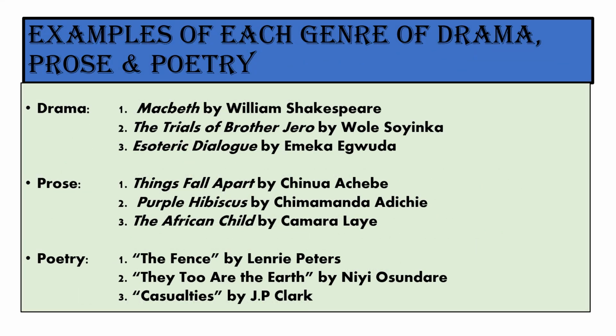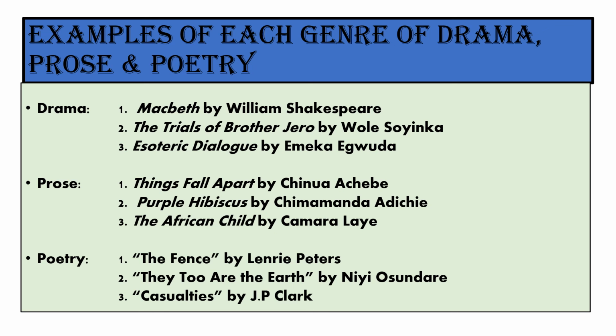Then let's look at some examples of drama, prose, and poetry. For drama, we have Macbeth by William Shakespeare. We have Trials of Brother Jero by Wole Soyinka. We have Esoteric Dialogue by Emeka Egudang, a very interesting drama text. And then for prose, we have Things Fall Apart by Chinua Achebe. Achebe is the father of modern African literature.